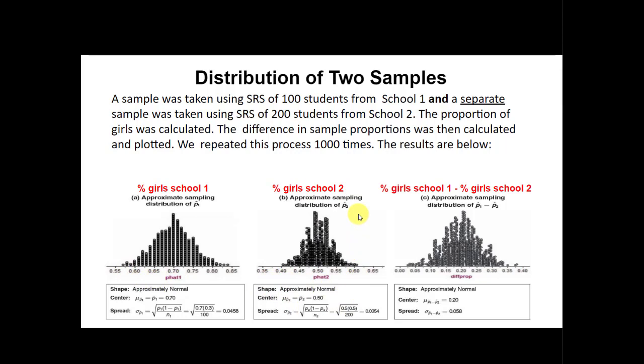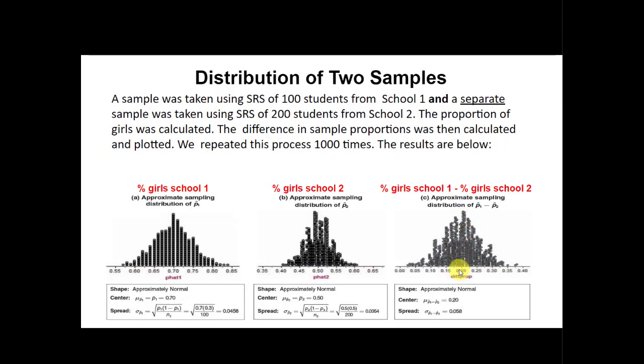We wanted to compare the two schools. So what they did is they took the percent girls from school 1, which is 70%. That's the average percentage of all the different samples. They took the average proportion of the girls in school 2, which was 50%, and they subtracted it. So 0.7 minus 0.5 is 0.2. So the new center here is going to be 0.2. So see, 0.7 minus 0.5 is 0.2. So now we have a new mean.